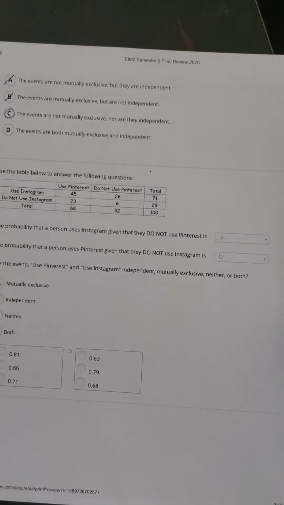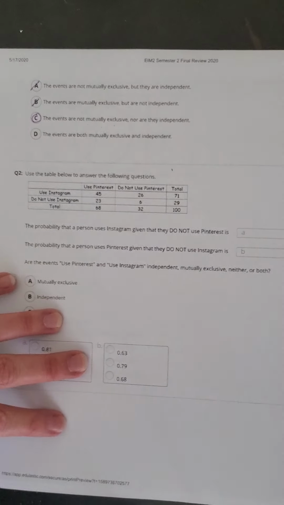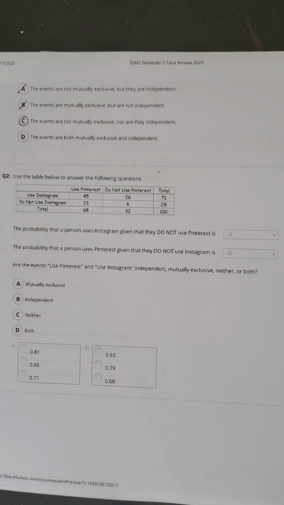Okay. Next one, I'm going to just tilt this out just a bit so you guys can see the edge of my paper a little better. There we go.